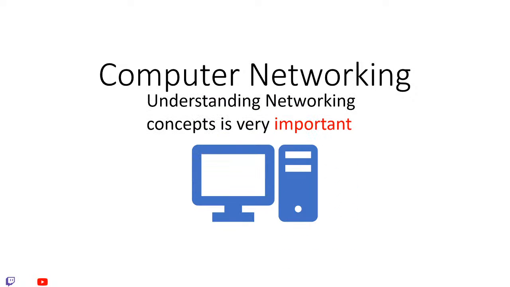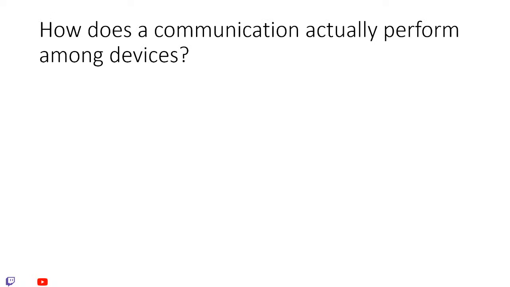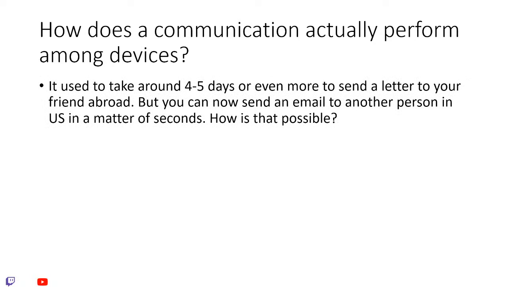Understanding networking components is very important. How does the internet work? Let's talk about it. How does communication actually happen among devices? It used to take around 4 to 5 days or even more to send a letter to your friend abroad, but you can now send an email to another person in any country in a matter of seconds. So how is this possible?